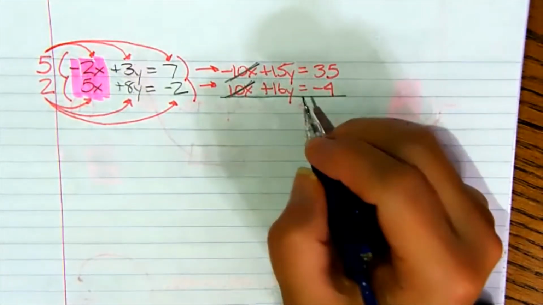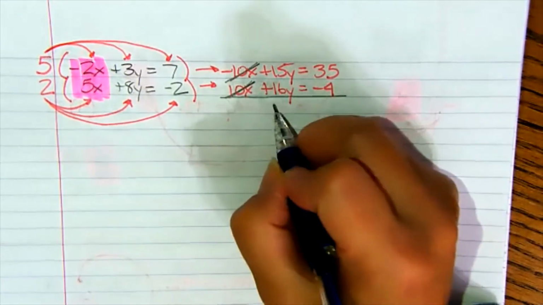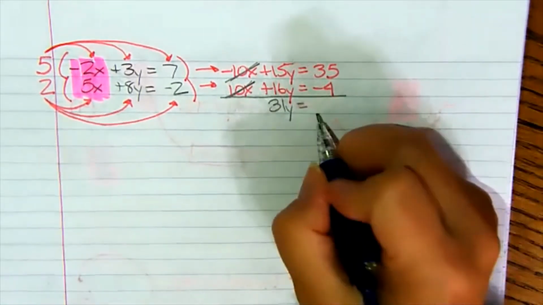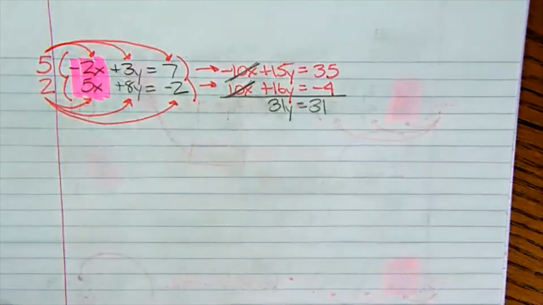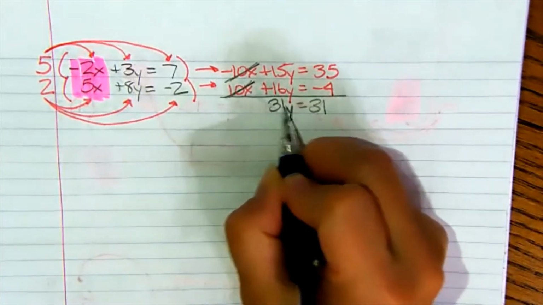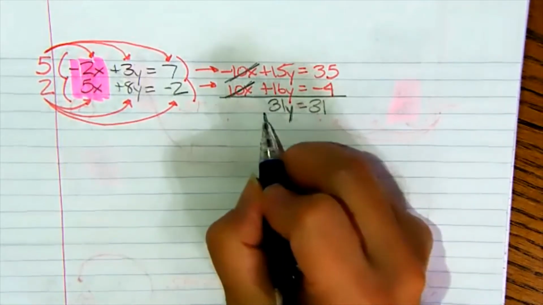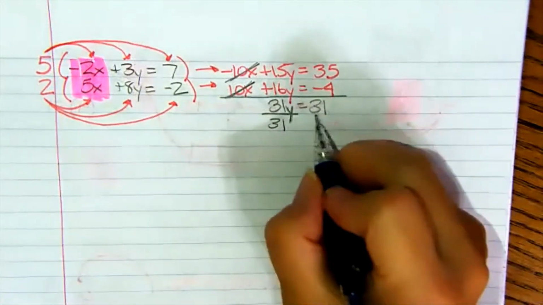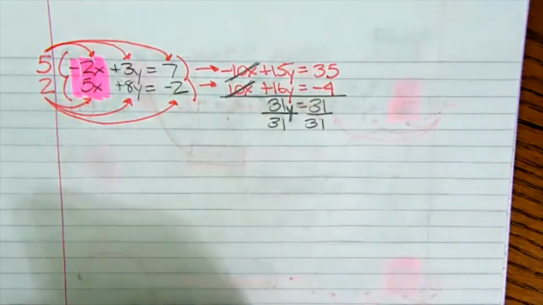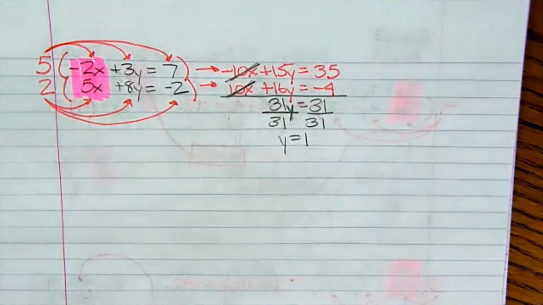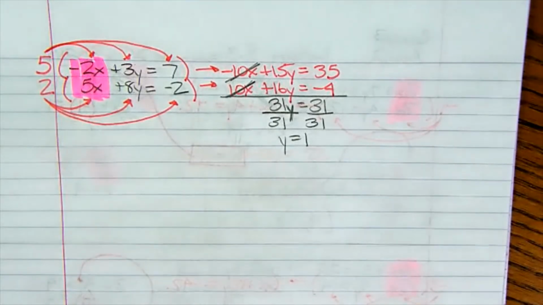15y and 16y is 31y. 35 minus 4 is 31. I need to isolate my variable, so I need to get rid of this times 31. So I'm going to divide by 31. What I do to one side, I must do to the other. Y equals 1. Yay! But you're only half done.